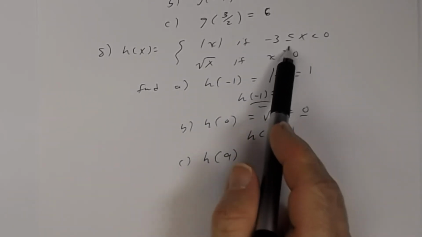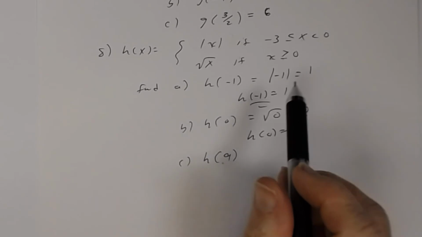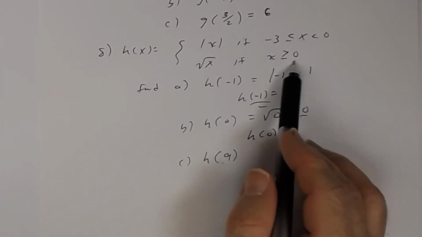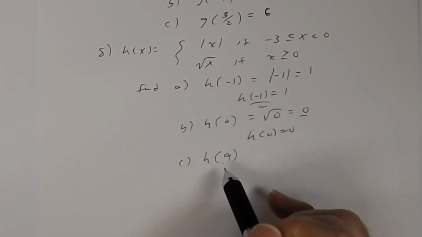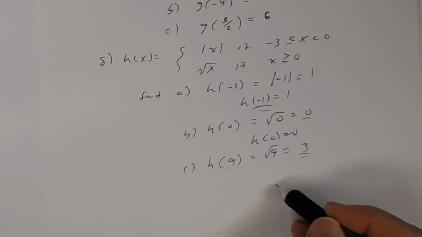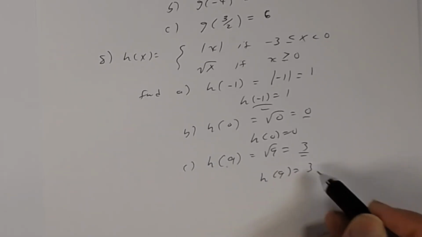Well, that depends on your domain. Well, x is 9, so it has to be this one, because 9 is greater than or equal to 0. So that'll be the square root of x. Remember, x is 9, so it'll be the square root of 9. Simplify that, so that's just 3. So h of 9 equals 3.